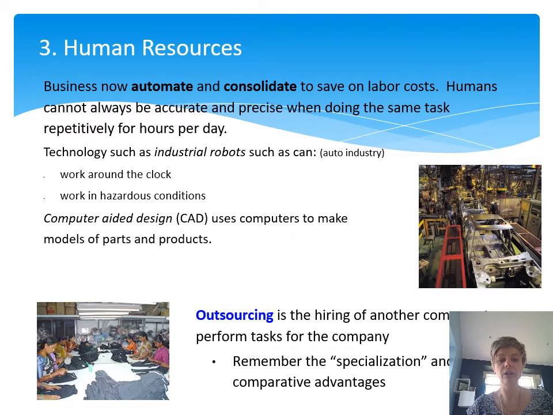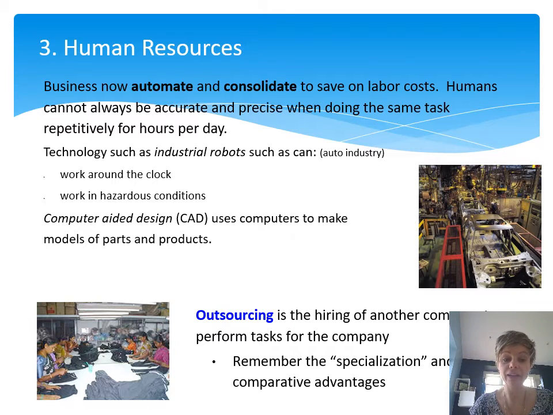And due to technology, a lot of human resources, a lot of labor jobs have been automated, and this has been done to save on labor costs. So a couple of reasons why this works well. Humans cannot always be accurate and precise when they're doing the same task repetitively for hours per day. So with technology such as industrial robots, like in the auto industry, again, we saw this when we went to the factory in Cambridge, they can work around the clock. They can work with hazardous materials. They don't need breaks. There's all kinds of different things that robots can do a lot better than humans. They don't get tired. They'll keep on going.